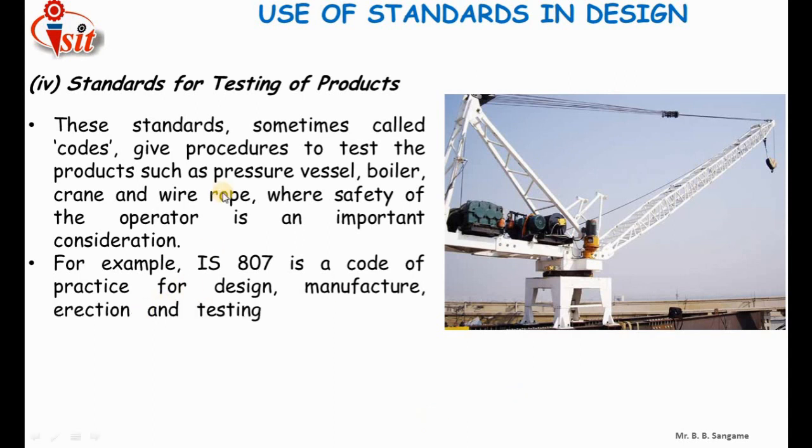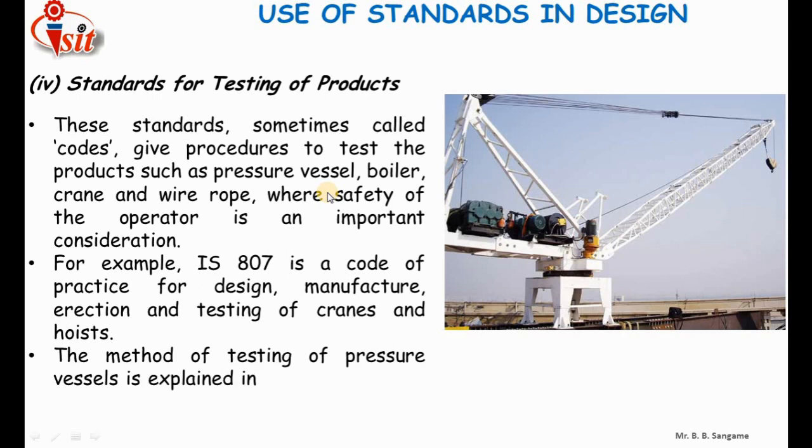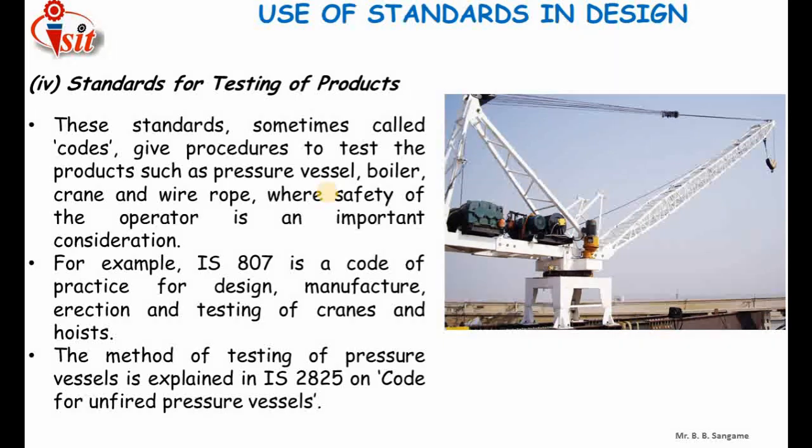Products such as pressure vessels, boilers, cranes, wire ropes, where safety of the operator is important, are considered. In that case, what kind of testing method is adopted is involved in a particular Indian Standard. For example, Indian Standard 807 is a code of practice for design, manufacture, erection and testing of cranes and hoists.